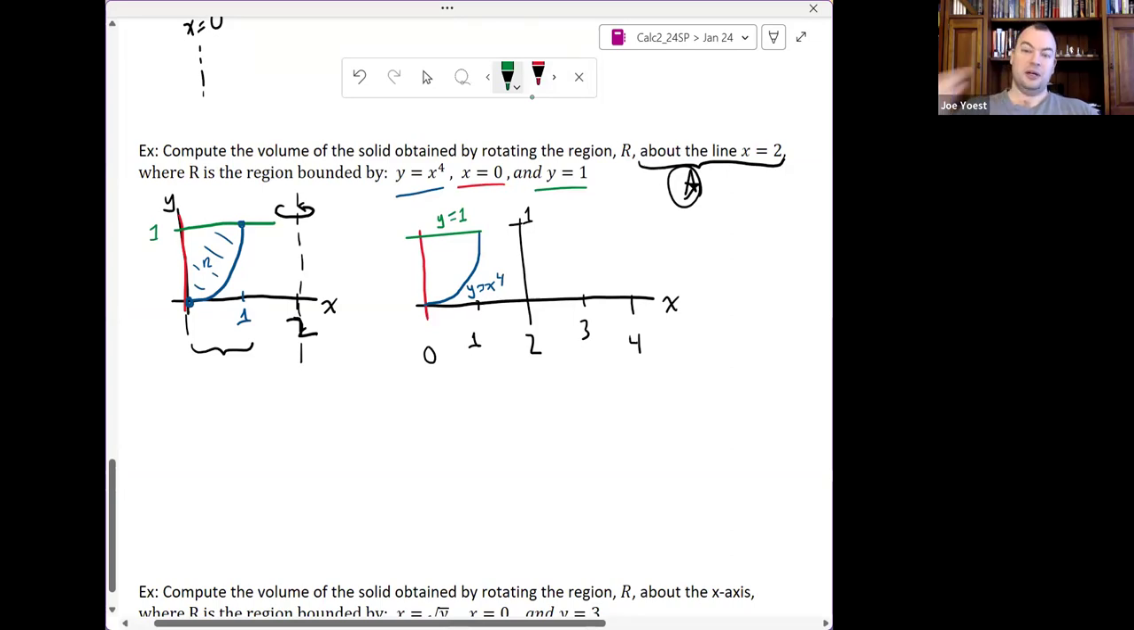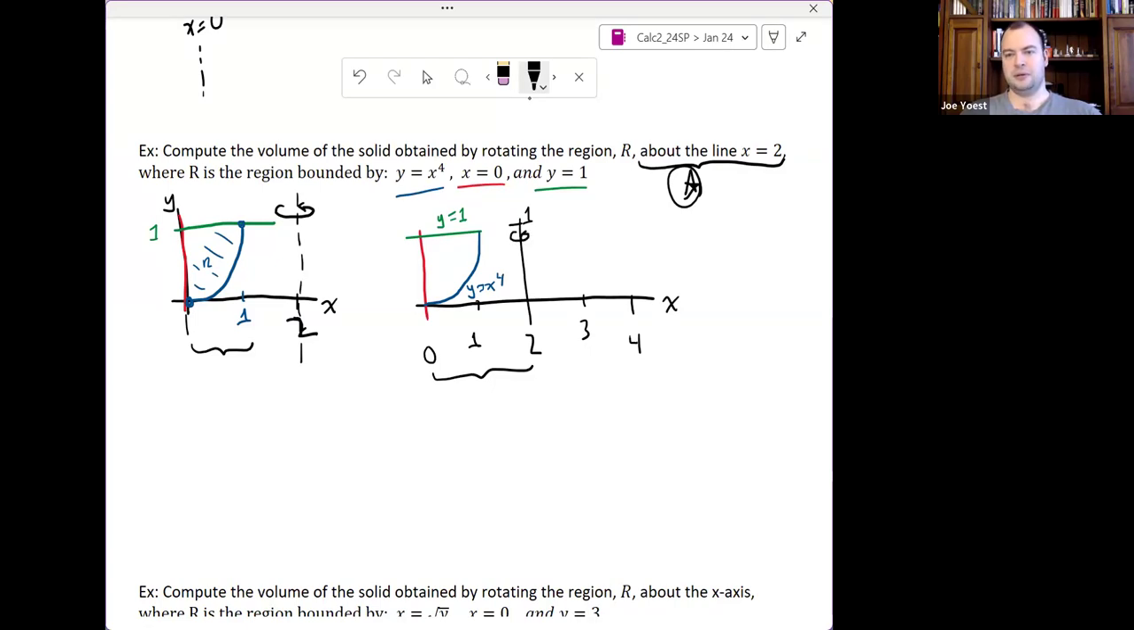I'm going to mirror image that on the right side. I'm rotating about x equals 2. This vertical red line is 2 units to the left of the axis of rotation. When I rotate around, it's going to turn into a vertical line at x equals 4, 2 units to the right of the axis of rotation.